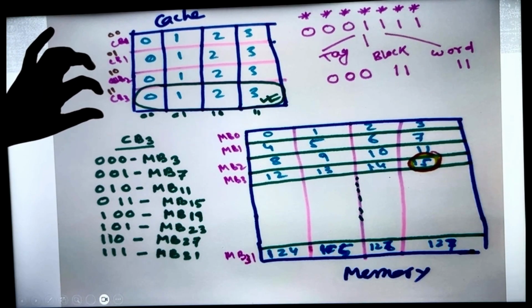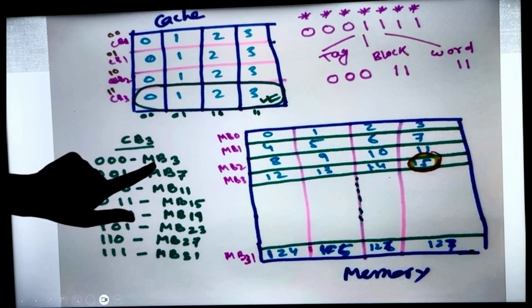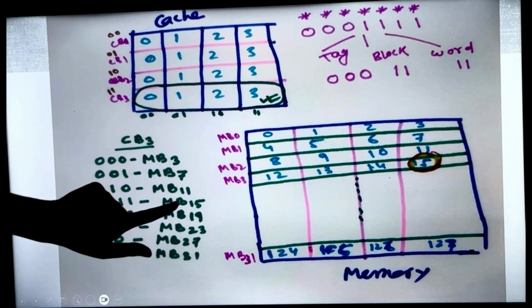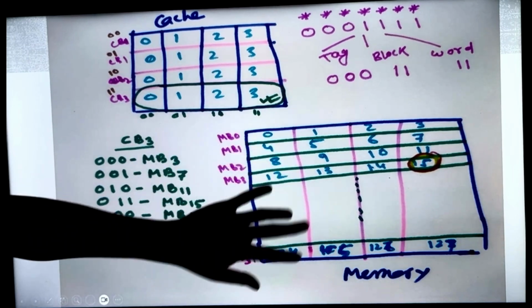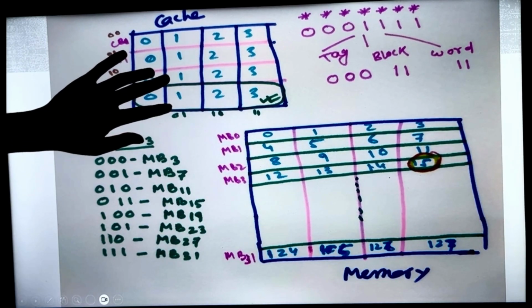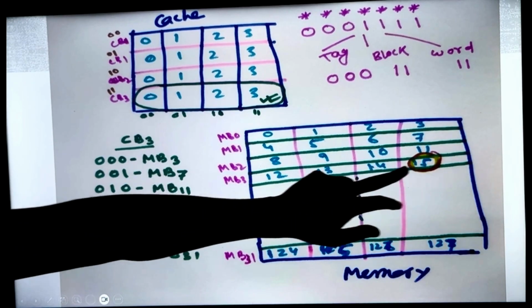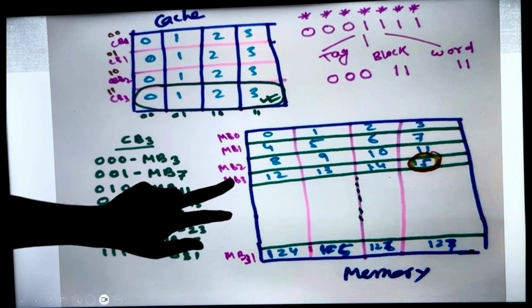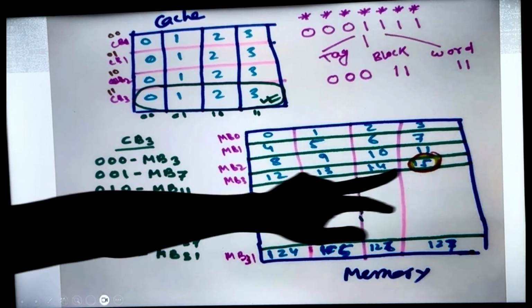CB3. Now in CB3 I can have multiple memory blocks, right? Memory block 3, 7, 11, 15, then 19, 23, 27 or 31. Any one of these memory blocks can be here. But I don't want any. I want which block? MB3. Because this word number 15 is there in MB3. Right? I want MB3 to be there in CB3. Then only it will be a hit. I am looking for this 15.